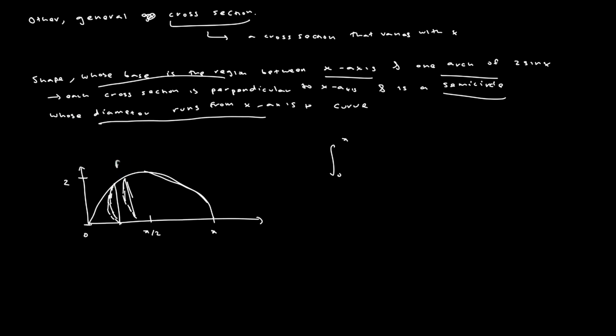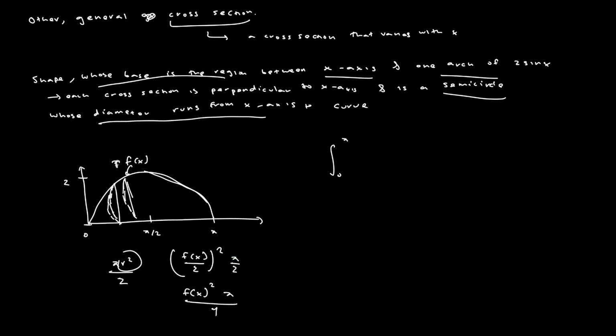So f of x is our diameter and the shape is a semicircle. So what's the area of the cross section? We know the area is pi r squared divided by 2 since we're dealing with semicircles. r is simply f of x over 2. So f of x divided by 2, squared, times pi over 2. That gives us f of x squared times pi divided by 4.